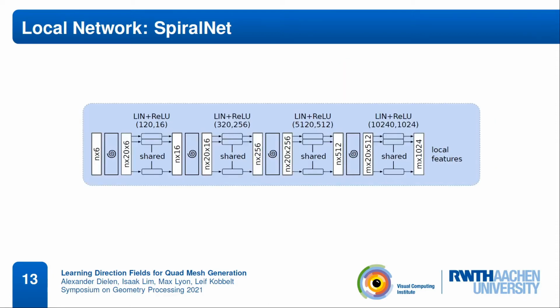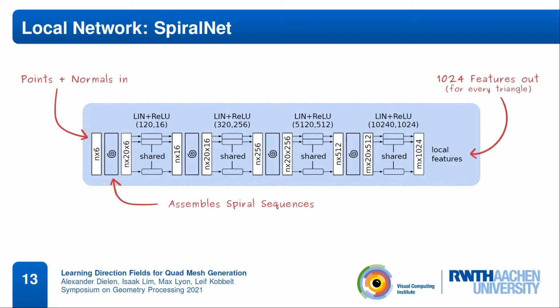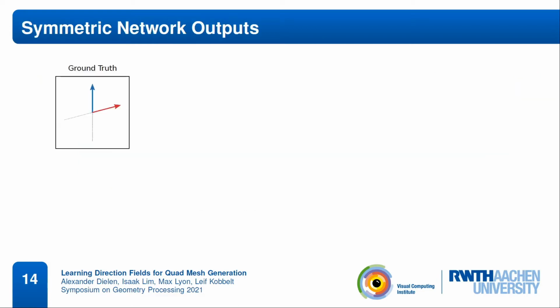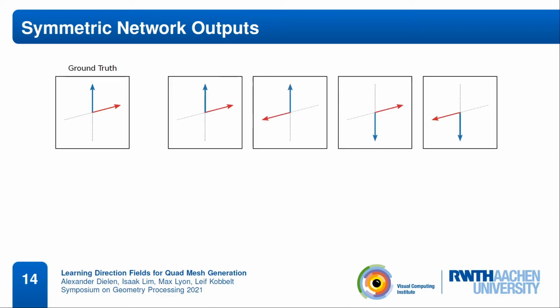Specifically, the local network consists of 4 of these spiral layers and maps the neighborhood of each input triangle to a 1024-dimensional feature vector. In order to train our proposed network, we need to design a suitable loss function. To this end, we have to consider the symmetrical nature of our target frame fields. Given the 2 ground truth vectors shown on the left, for example, the network should be able to output any of these vector pairs without incurring a loss.